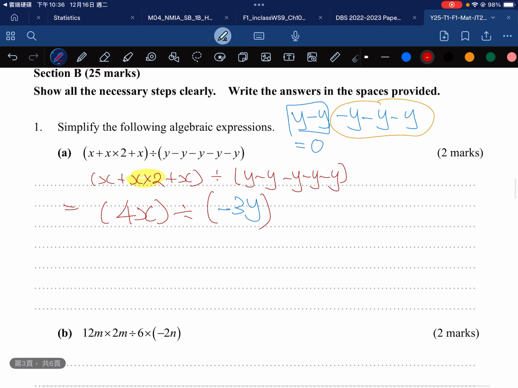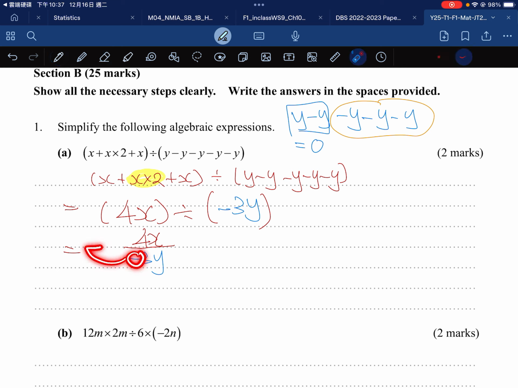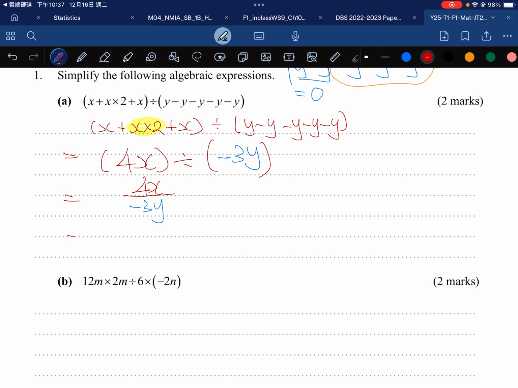And then we try to combine it into a fraction, 4x on top, minus 3y at the bottom. And remember what I have told you, the negative sign cannot be in the middle. So we simply put the negative sign from the denominator to be the one outside the fraction. In the exam, we don't need to erase them. We simply rewrite the value in the proper way, in the format that we want. So that is the answer of 1A.